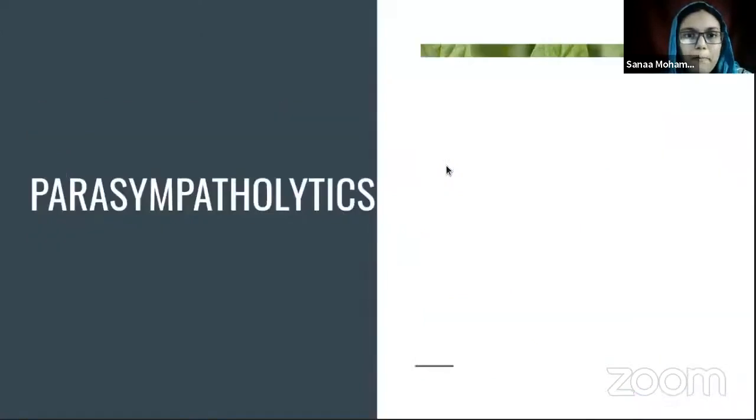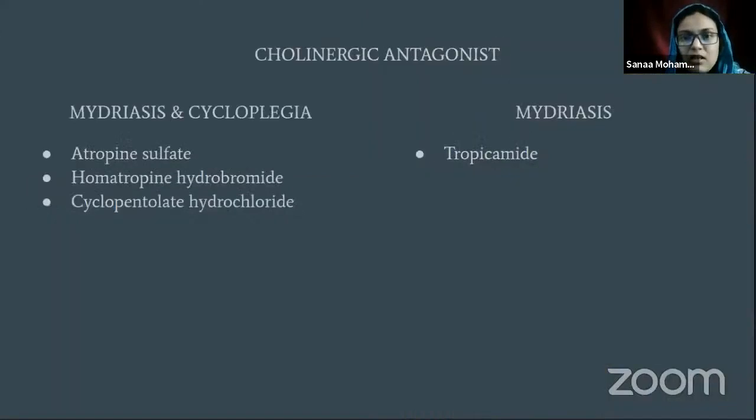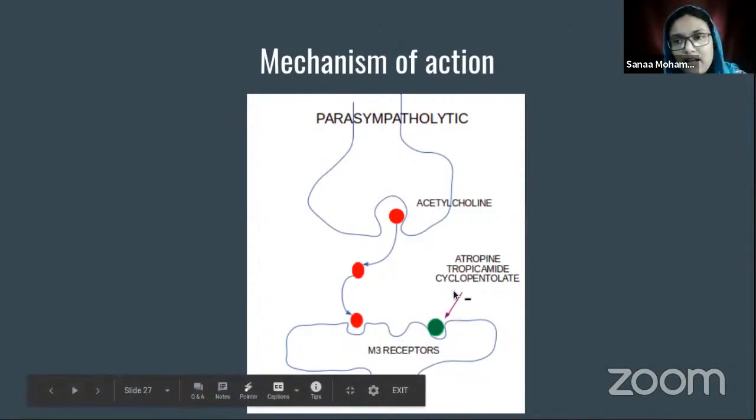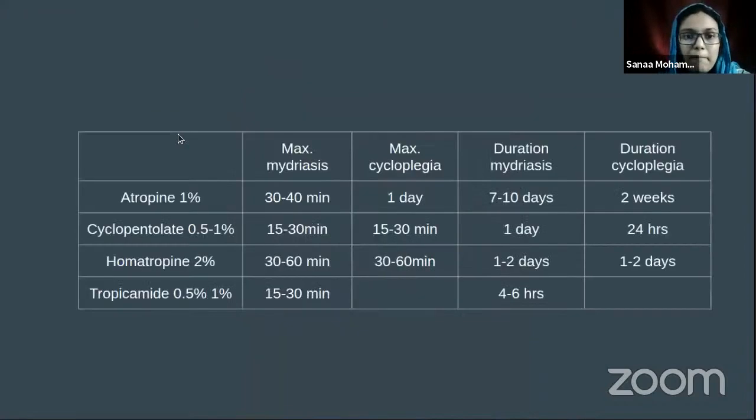Okay, so let's come to the last group of drugs, which are your parasympatholytics. These include drugs which produce both mydriasis and cycloplegia. Cycloplegia is paralysis of the ciliary body. This includes atropine sulfate, homatropine hydrobromide, and cyclopentolate hydrochloride, and drugs which predominantly produce mydriasis like tropicamide. The mechanism of action of a parasympatholytic is very simple: competitive antagonism at your muscarinic receptor.